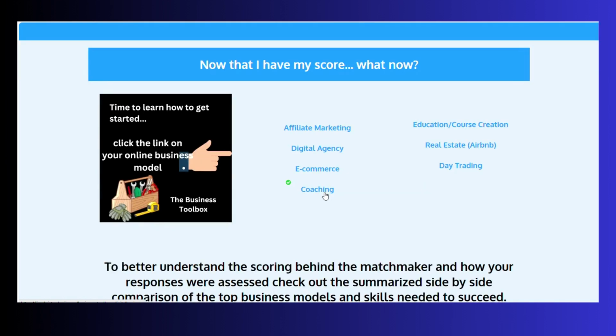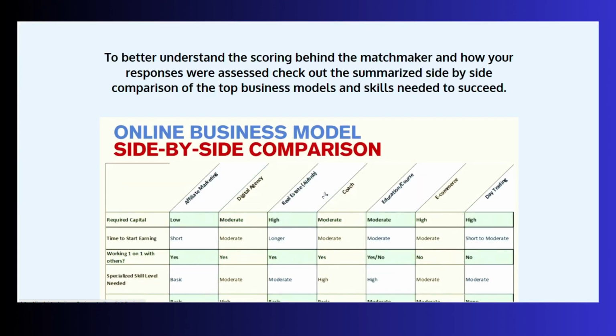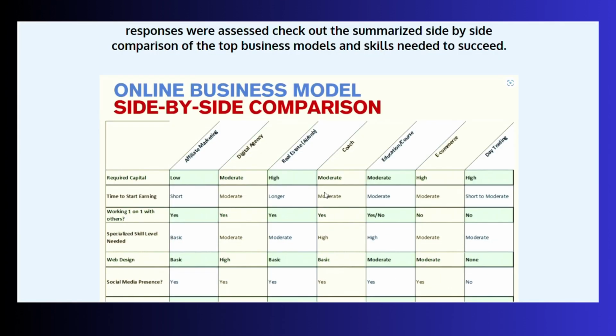If you'd like to see a side-by-side comparison of each model, scroll down below this section and you will see that as well. Seeing the side-by-side comparison might help you realize why one of the models scored lower for you, even though it might have really seemed interesting to you at the time. Read through the comparison and requirements for each and see if you might be willing to do what it takes to implement a particular business model.